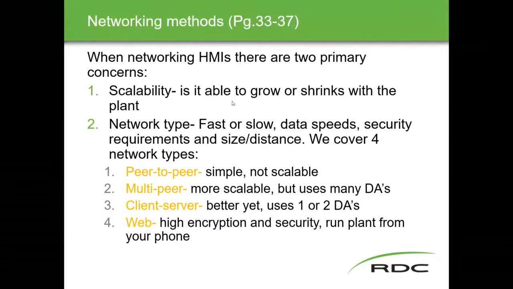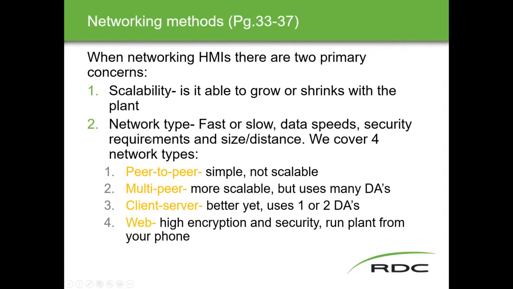And we learned that with Ethernet, for example, we can add thousands and thousands and millions of different addresses. And by using combinations of switches, we can branch out almost indefinitely. So Ethernet's a really good one in terms of scalability, and that's kind of why we use it. Another primary concern is the type of network: fast or slow, data speed, security requirements, size, distance, etc. will dictate what type of network we are going to be utilizing.